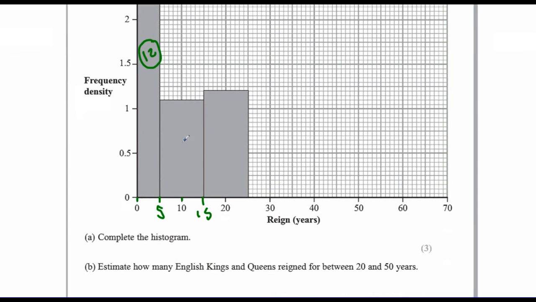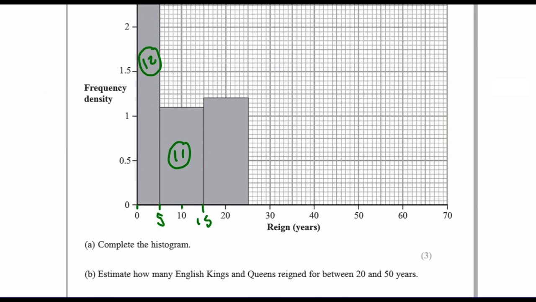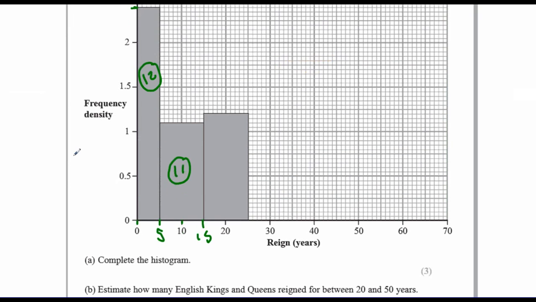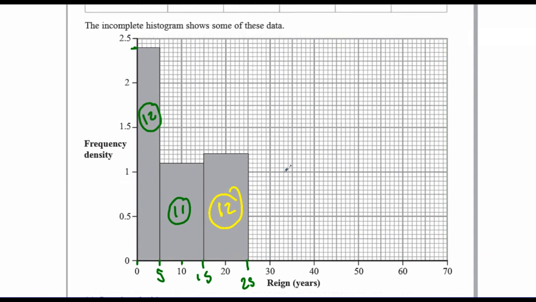Okay, so 11 people represented by this area. The next one, I'll do this in a different colour to make it really stand out. Between 15 and 25 we had 12 again. So the next bar area is 12. That should be a bit clearer for you. Okay, and again between 20 and 30 is 25, halfway bang in between.